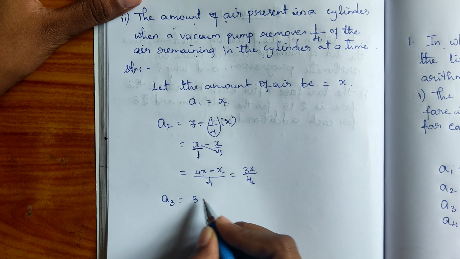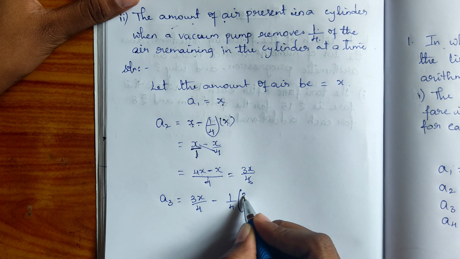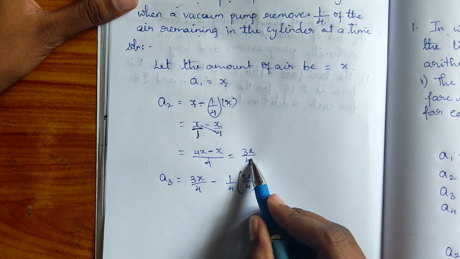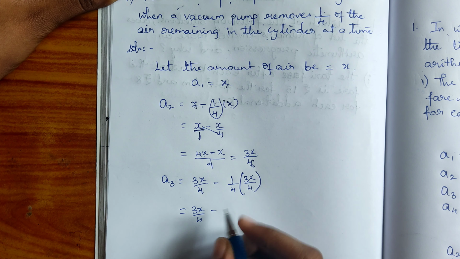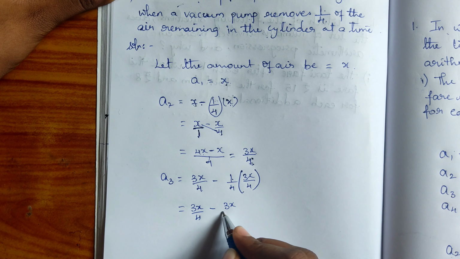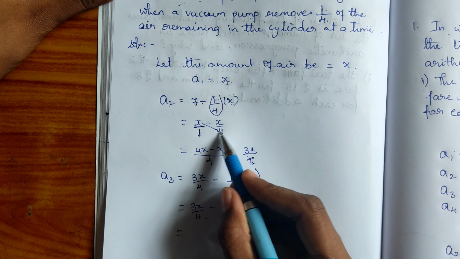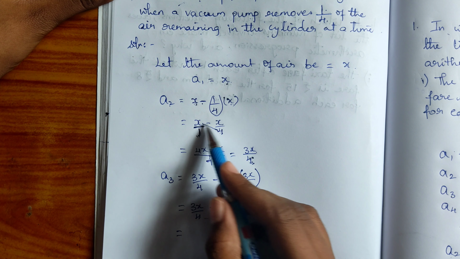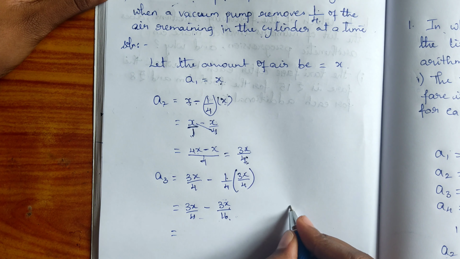So the second time, you are removing 1/4 of this volume, that is 3x by 4. We are removing 1/4 of this air which is remaining now. So let us do this. 3x by 4 minus 1 into 3x is 3x divided by 4 4s are 16. Now we have different denominators. When one has denominator 4 and the other has no denominator, we can take it as 1 and do the cross multiplication. But here both denominators are different, so we have to do LCM.